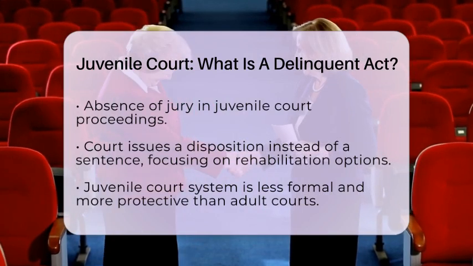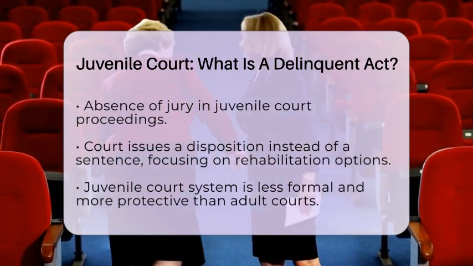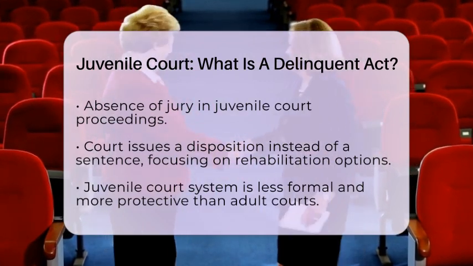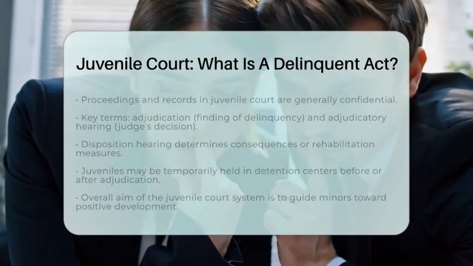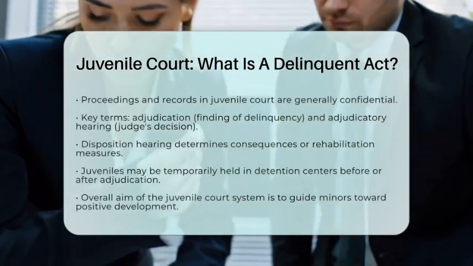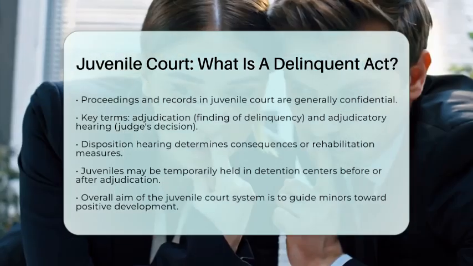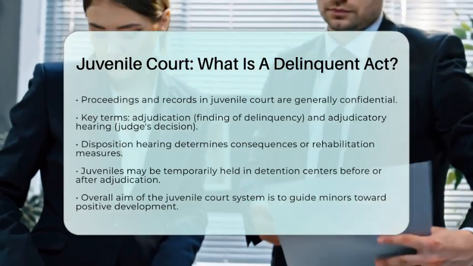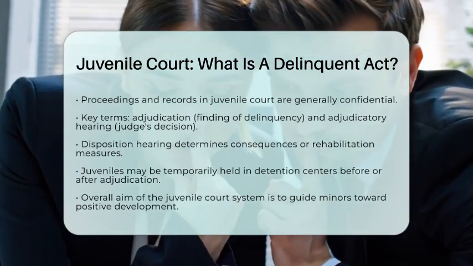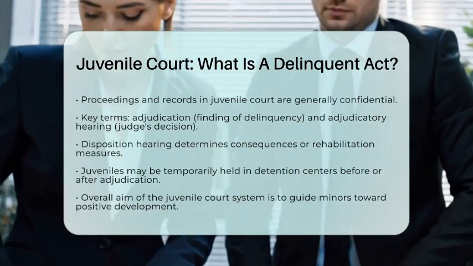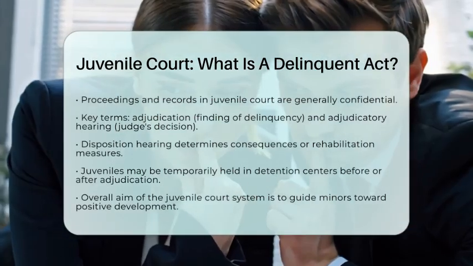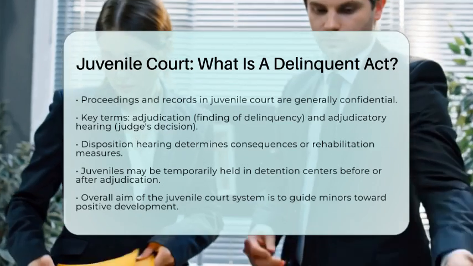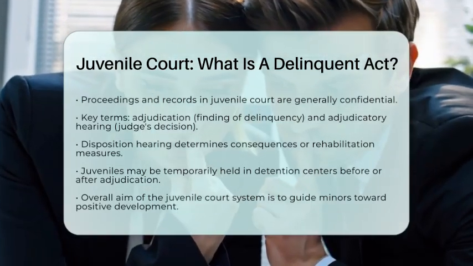Key terms in this context include adjudication, which is when the judge finds that the juvenile committed a delinquent act. The adjudicatory hearing is where the judge decides if the juvenile is indeed delinquent. Following this, there is a disposition hearing, where the court determines the appropriate consequences or rehabilitation measures for the minor. Juveniles may be held temporarily in a detention center, which is a secure facility, before or after adjudication.